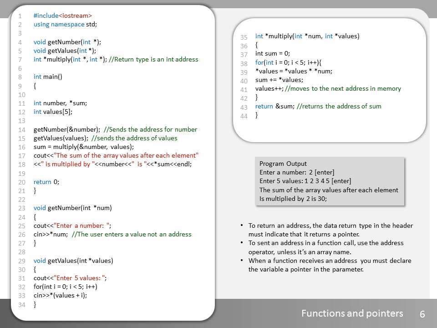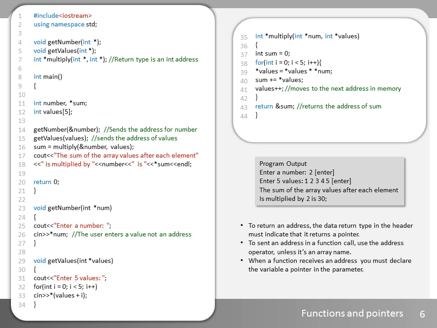Keep the following things in mind when using pointers in functions. To return an address, the data return type in the header must indicate that it returns a pointer. To send an address in a function call, use the address operator, unless it's an array name. When a function receives an address, you must declare the variable a pointer in the parameter.